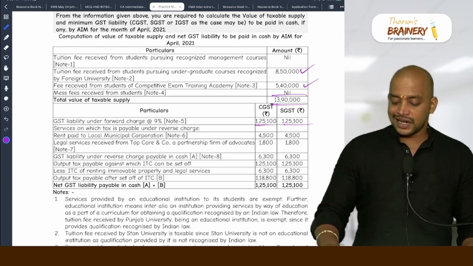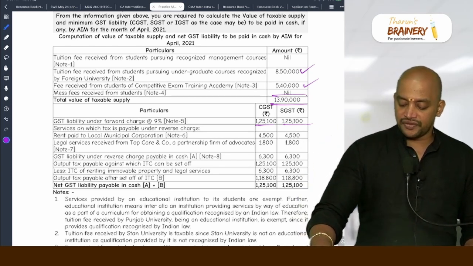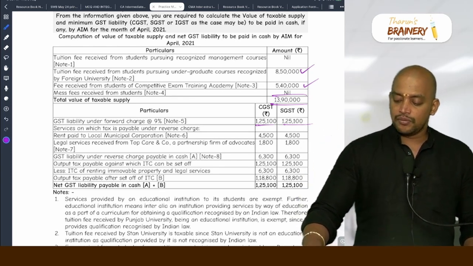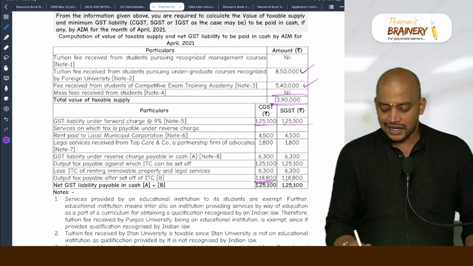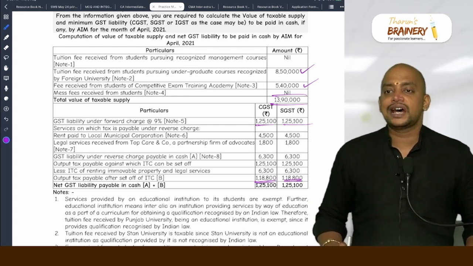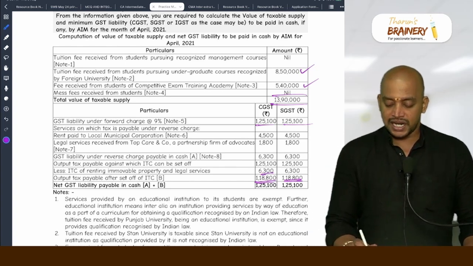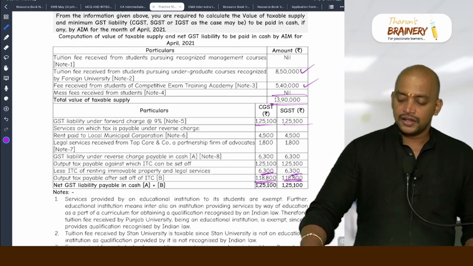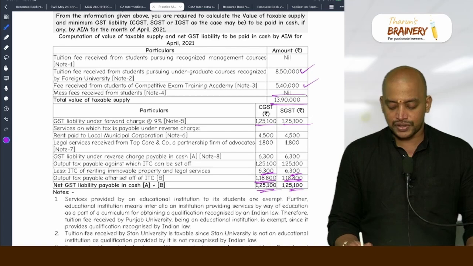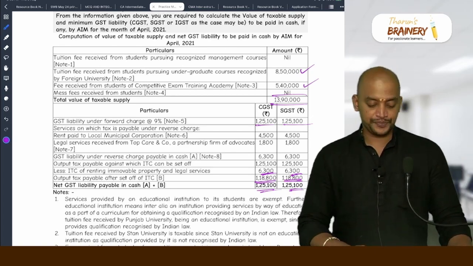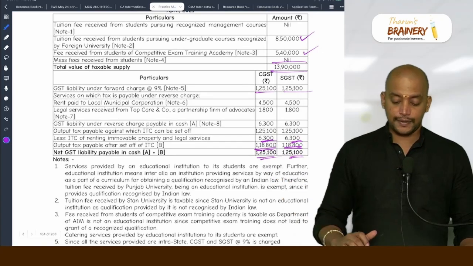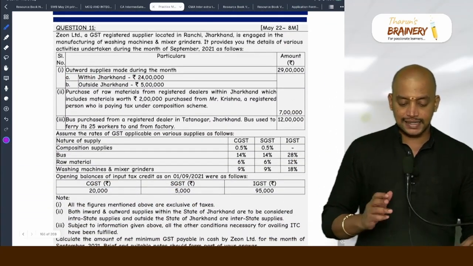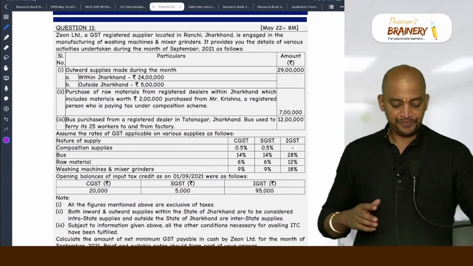Now 6,300 we will set off with 1,25,100 minus 6,300. So 1,18,800 is FCM liability, add RCM. What is the RCM liability? 6,300. So that will be 1,25,100. Understood? Then we need to write the notes accordingly. Then case question number 11.